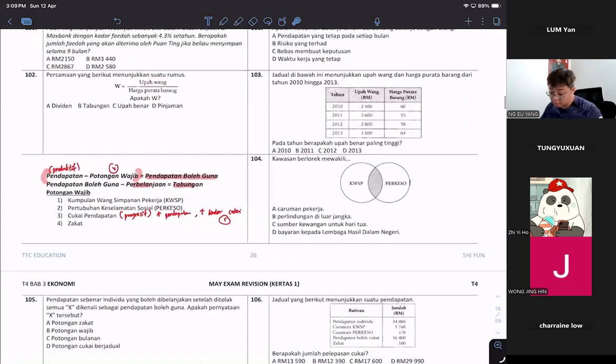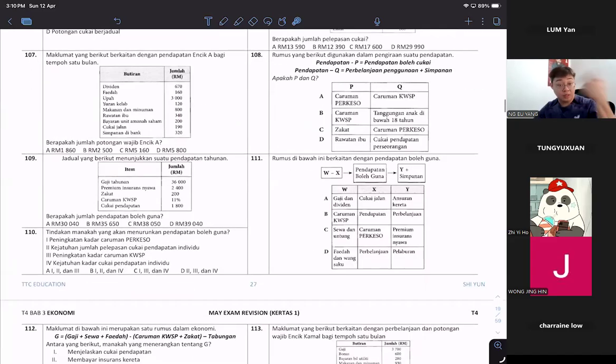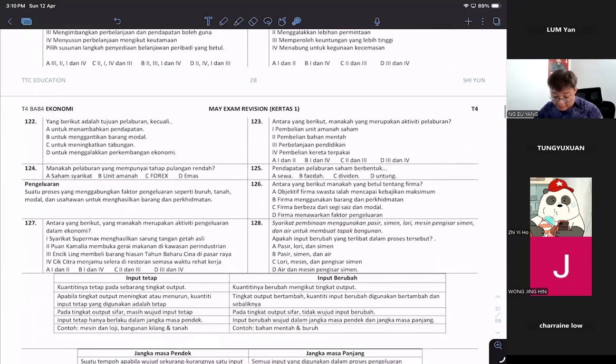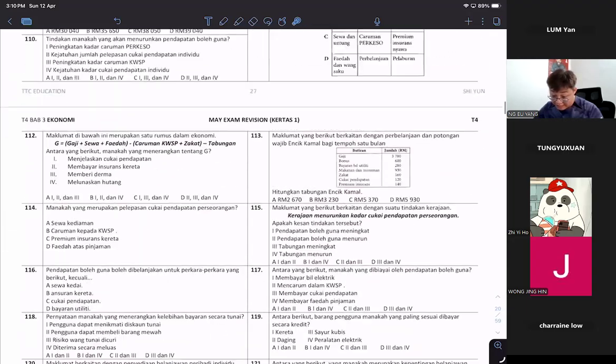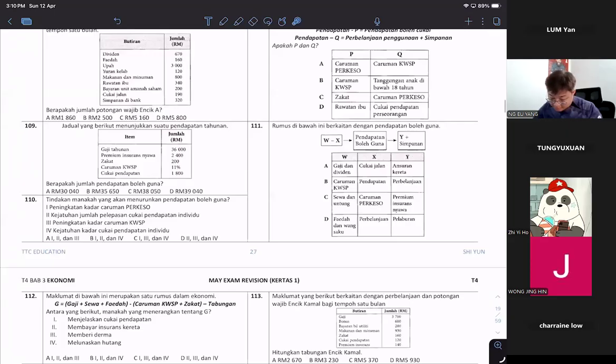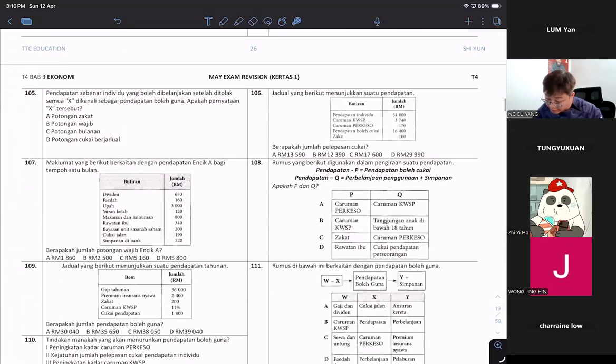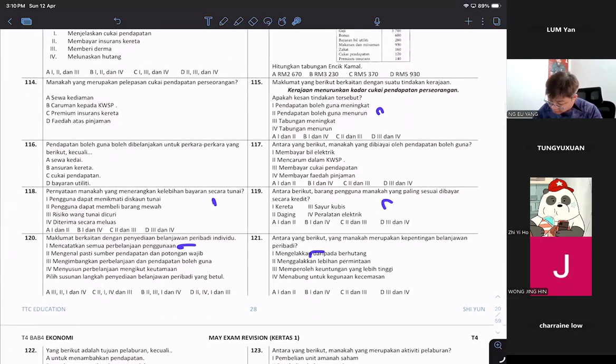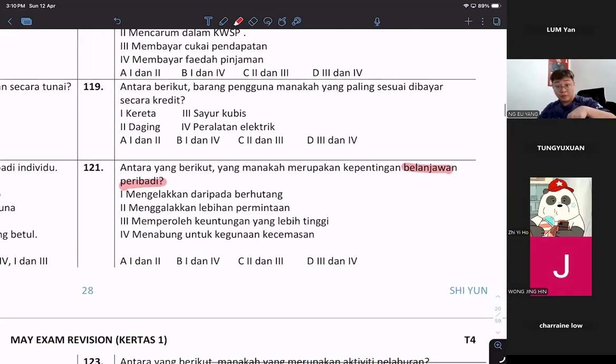Okay, done. So the exercises we try to focus on soalan struktur later. So after the pendapatan boleh guna, we have belanja peribadi. Okay, so let me check belanja peribadi. That's supposed to be question number 121. What is belanja peribadi? So that's why you try to learn the belanja peribadi, link to your Form 5 dasar fiskal for the belanjawan negara. So what is the definisi for belanja peribadi?